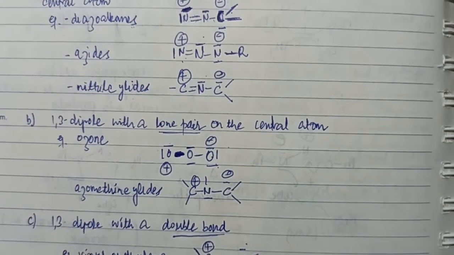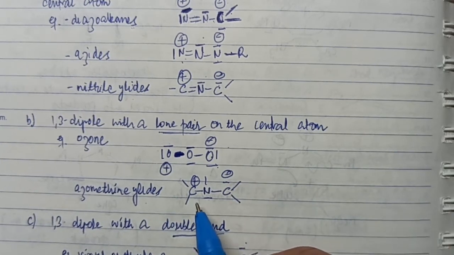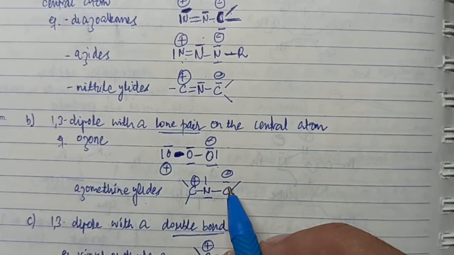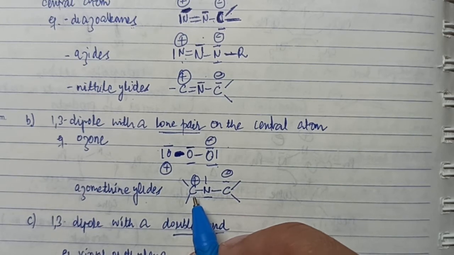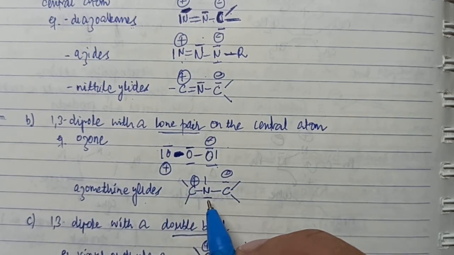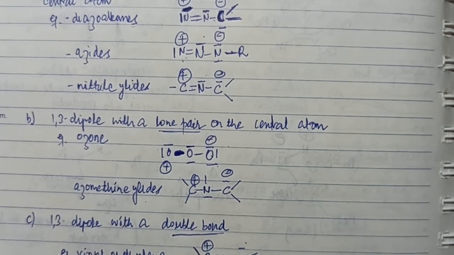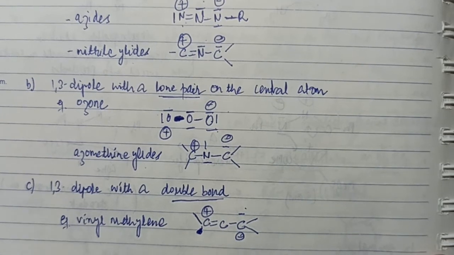And the various examples. The second example is azomethine halides. Azomethine halides would be this kind of species. Carbon has a lone pair, a negative charge. Carbon does not have a lone pair on the first carbon atom, a positive charge. Opposite charges on the first and third carbon atom. Lone pair on the central atom. No double bond in this species. Second category. And finally, the third category.